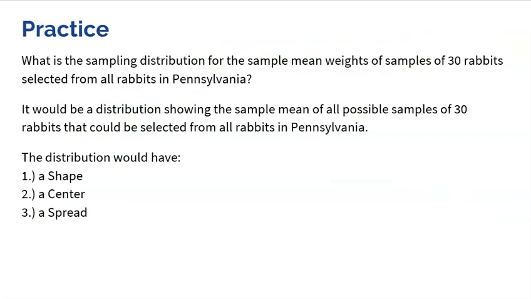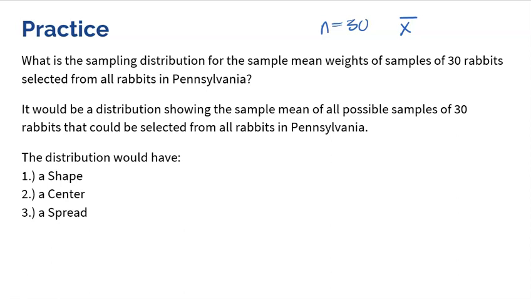All right, so let's try to practice this, right? What is the sampling distribution for the mean weight of samples of 30 rabbits selected from all rabbits in Pennsylvania? I mean, there's got to be thousands of rabbits in Pennsylvania, probably millions, right? Okay, so what would be the sampling distribution? Well, it would be looking at all possible samples of 30 rabbits, and it would be looking at the mean of every single one of those samples.